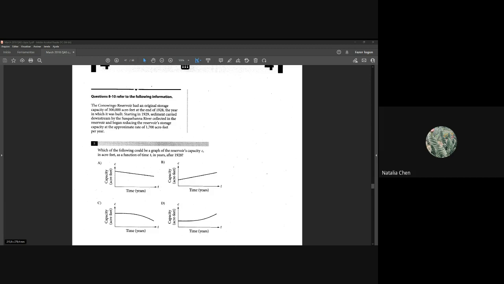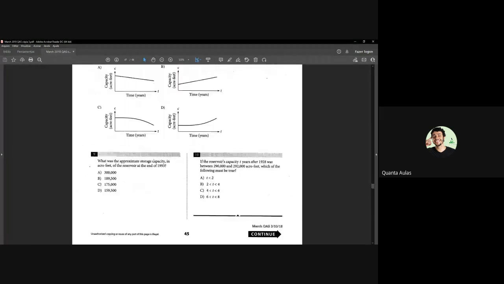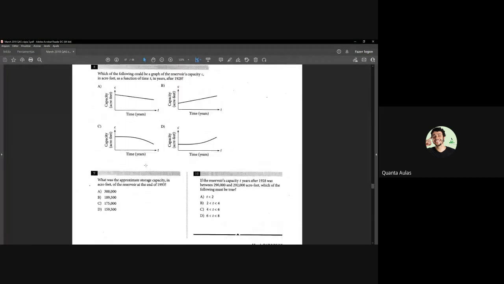É a A. É decrescente, mas por que não é C? Porque não é C, porque ele sempre diminui 1.700 todo ano. Isso. Então é homogêneo, é uma reta, né? Sim. Exatamente. Agora provavelmente vai pedir o slope ou algo do gênero.